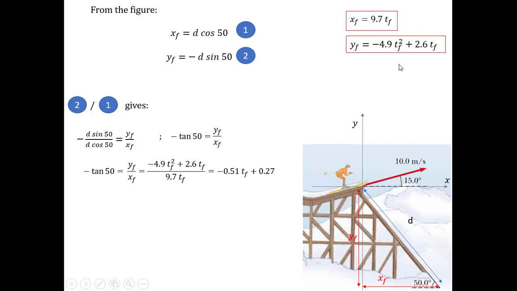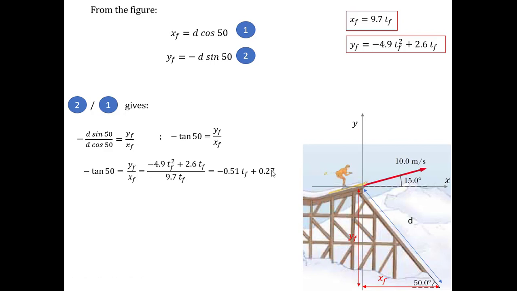Now if I put yf with its value as a function of tf, and xf with its value as a function of tf also, we will obtain minus 4.9 tf squared plus 2.6 tf over 9.7 tf. You will notice that we can cancel. If you factorize, tf comes out here and here, so we have tf on top and tf on bottom, or simply I remove tf: this one goes with this one. So we will obtain minus 0.51 tf plus 0.27. Where did the minus 0.51 come from? If you do minus 4.9 over 9.7 you will obtain this value. And if you divide 2.6 over 9.7 you'll obtain 0.27.